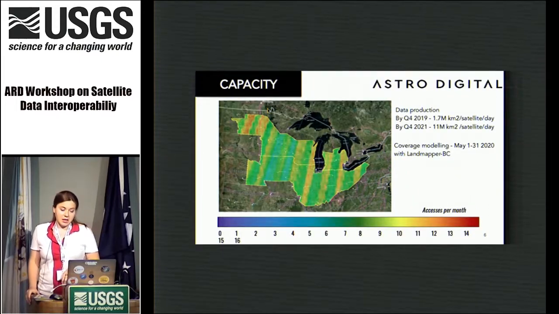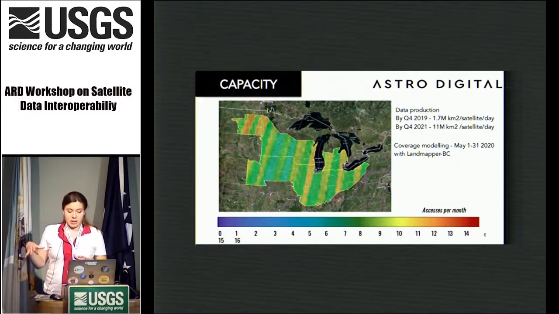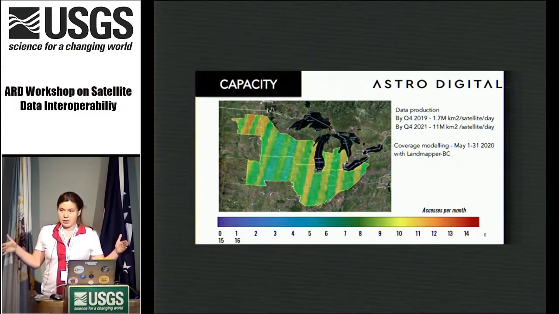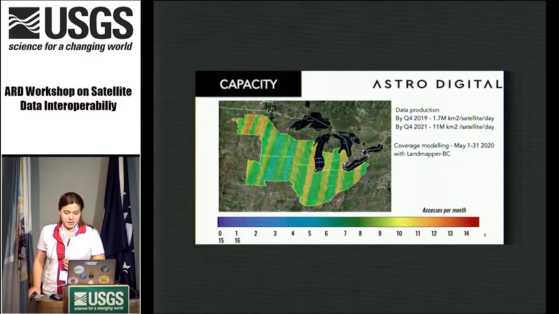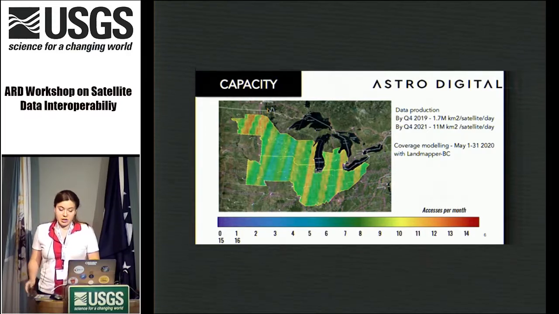Regarding the capacity, here is the image of our capacity, for example, of the Corn Belt AOI. We image within this large, 1,000 kilometer area from 7 to 16 times every month. And this is how much data we produce.